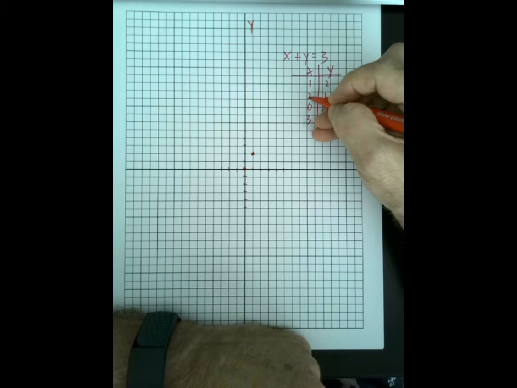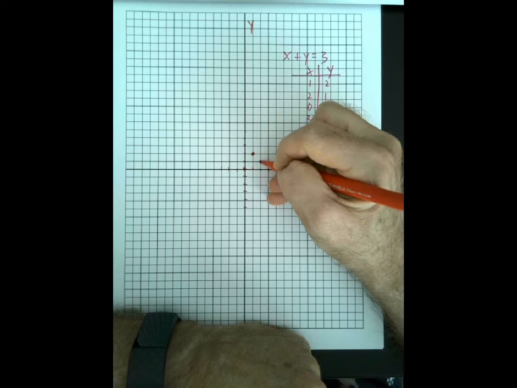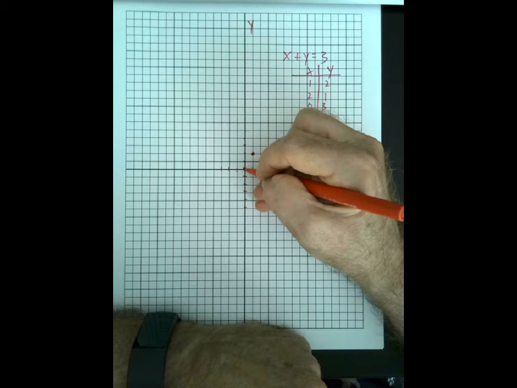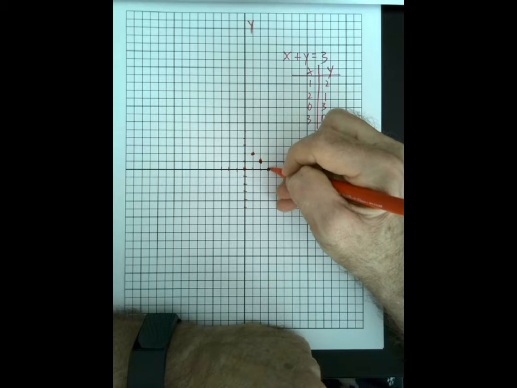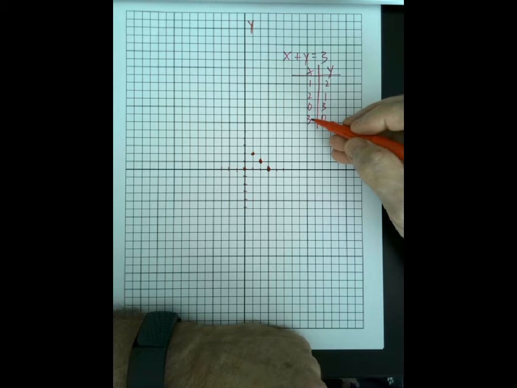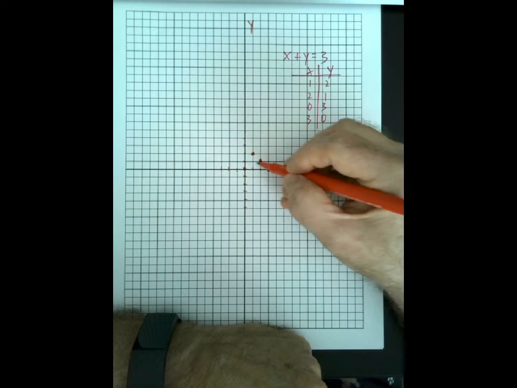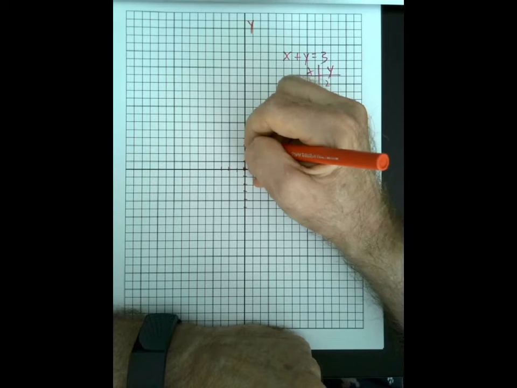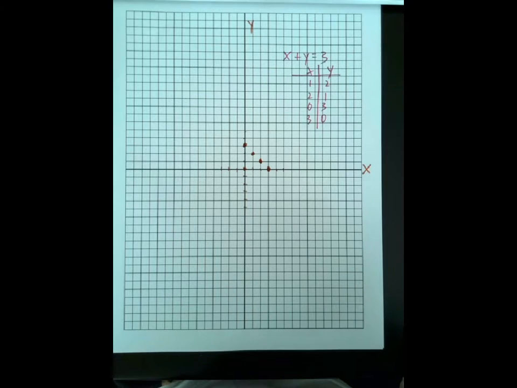Then we plot 2, 1. The x is 2, the y is 1, so that's over 2, up 1. That's right here, right? 3, 0 is right 3 in the x direction. The y is 0, so we don't go up and down at all. That just sits on the x-axis. And then, oops, I skipped over, 0, 3. That's 0 in the x direction, so we don't go horizontally at all. We just go up 3 in the y. Right?